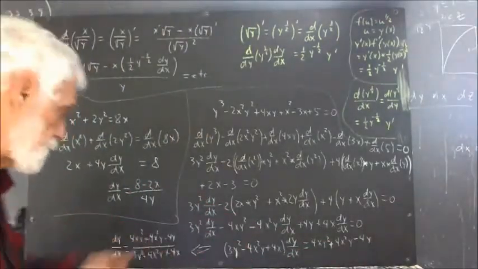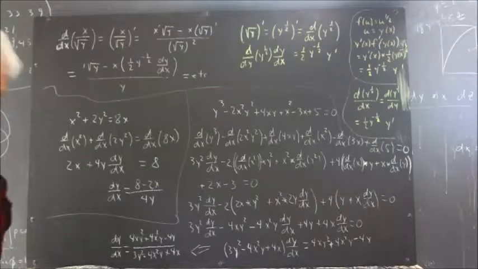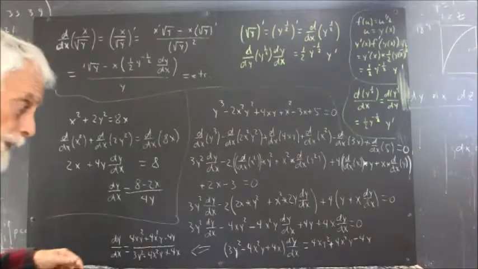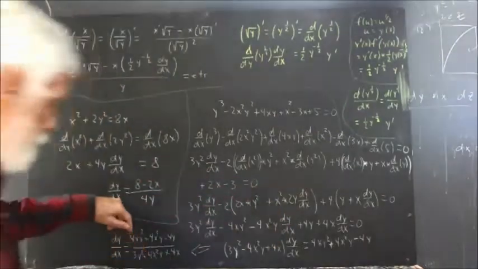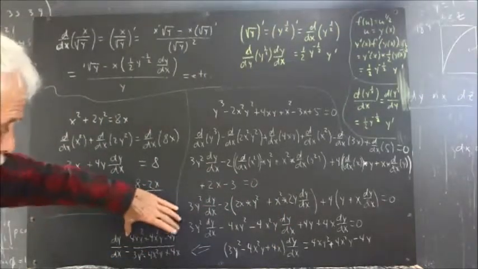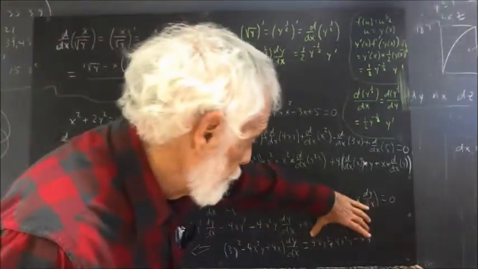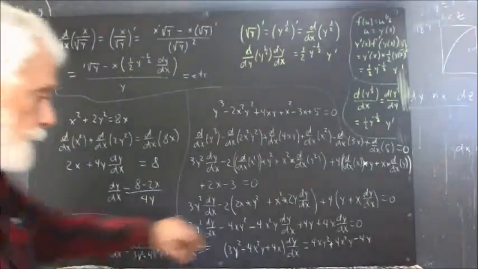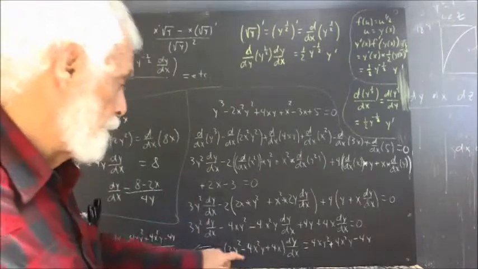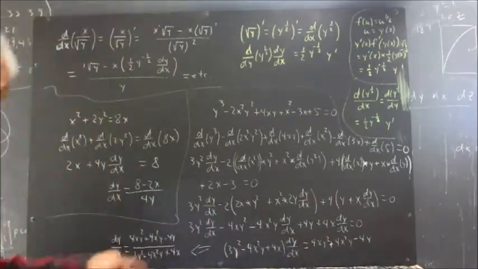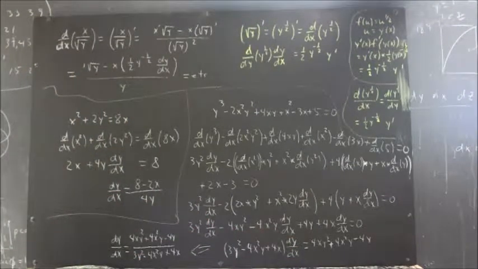Now, I had to move over this way. I was out of board space, but all we have to do to get dy dx then is divide through by this. And we have the numerator, which is just everything that was on this side, and the denominator, which is the factor in front of the dy dx. So, a very simple process once you get used to it.